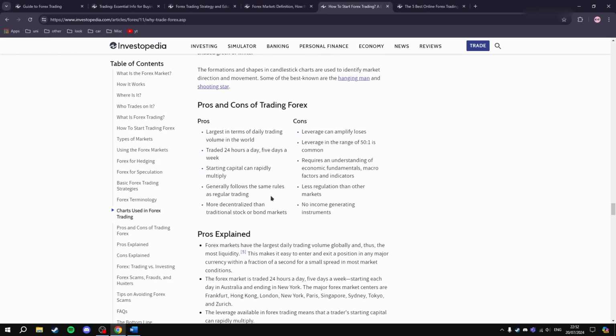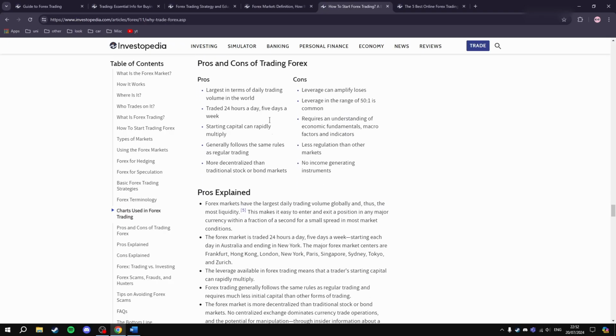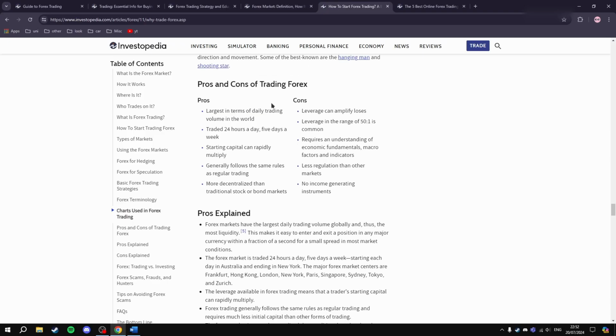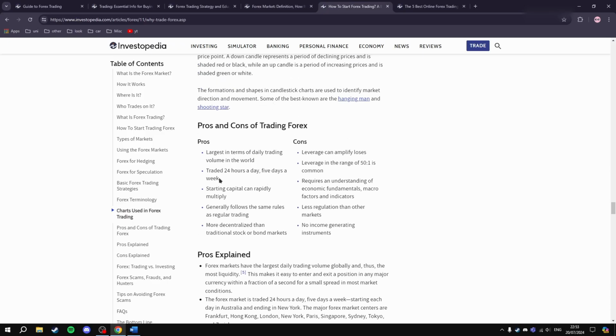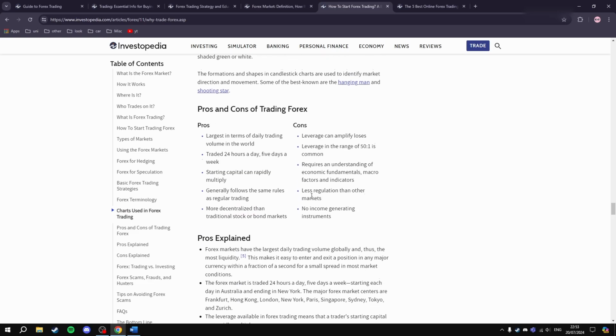Pros and cons of trading Forex. Pros: largest in terms of daily trading volume in the world, traded 24 hours a day, 5 days a week, starting capital can rapidly multiply, generally follows the same rules as regular trading, more decentralized than traditional stock or bond markets.